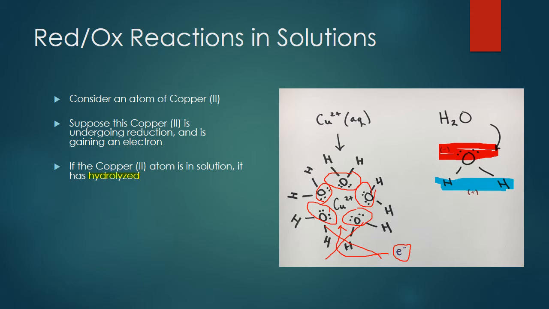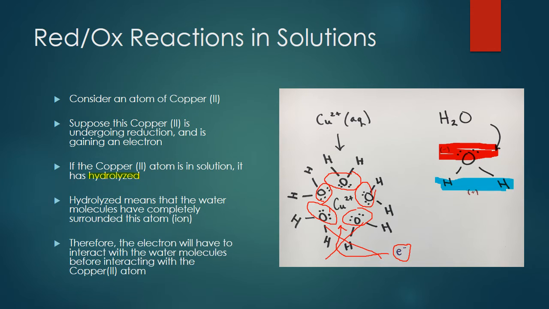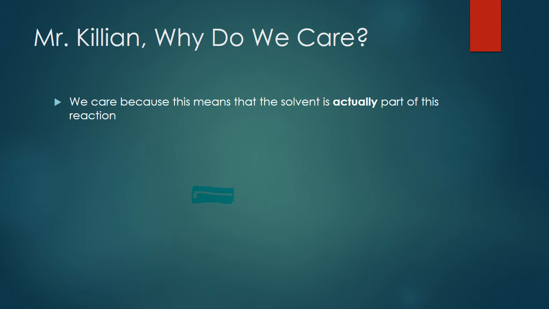Now, Mr. Killian, why do we care, you might ask? Well, it means that the water molecules have completely surrounded the ion. Therefore, if that electron's going to interact with the copper 2+ ion, it has to go through those water molecules. This isn't some sort of running back that can break through a couple tackles and go into the second level. This is an electron. That will not happen. It will not just go between the water molecules. That means it's going to change the chemistry that's going on if it has to interact with the water molecules first. So why do we care?